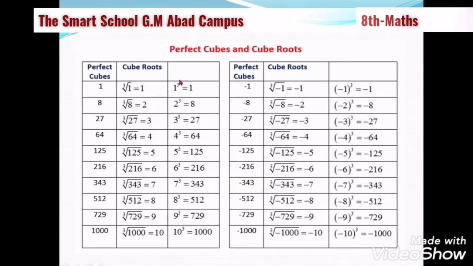Here is a table of perfect cubes and cube roots. You can see here are the numbers from 1 to 10, positive numbers, and here are the numbers with the negative sign.